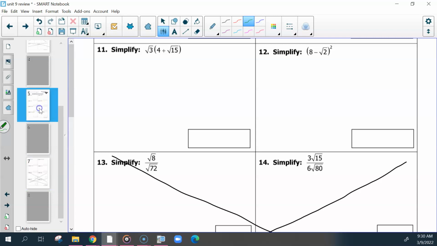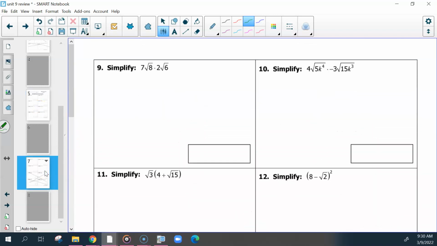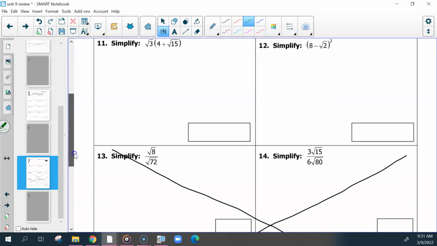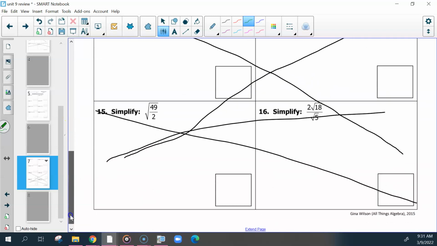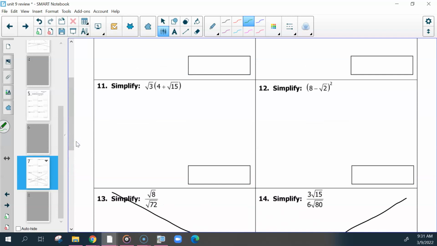I also think I'm missing things on this. That's okay. We'll do these two, and then I don't know where I got those math problems, but I'll just write it. It's fine. Okay, so number 11, we're going to distribute.